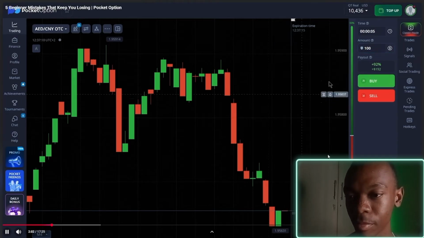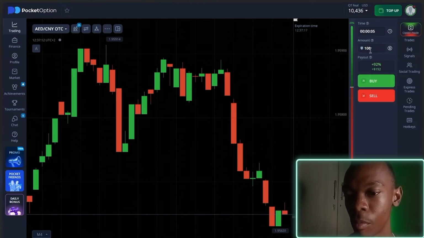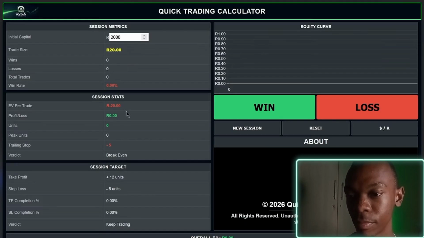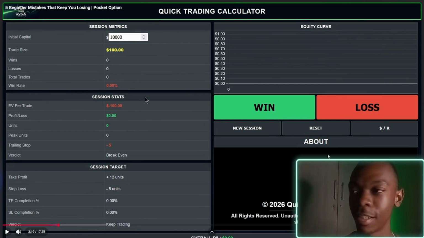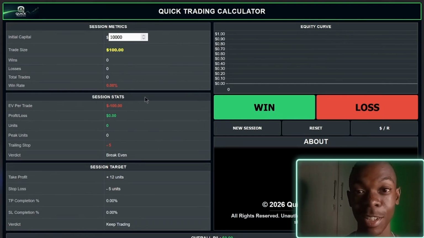So it's very good to set a constant trade size in correspondence to the trading calculator and a good 1% risk rule. As you can see, for example, over here, I can set $10,000 as my initial capital. I can make it dollars and click reset, and you can see the trade size automatically updates to $100. Over here, not gonna lie, guys, this calculator is goated.